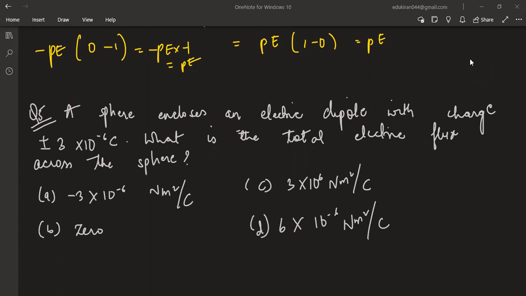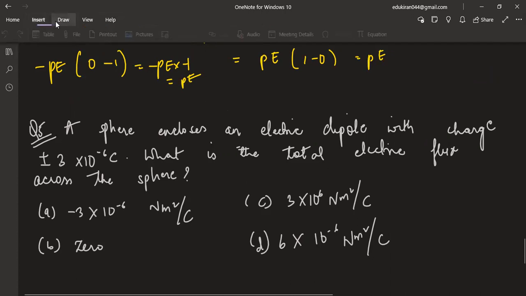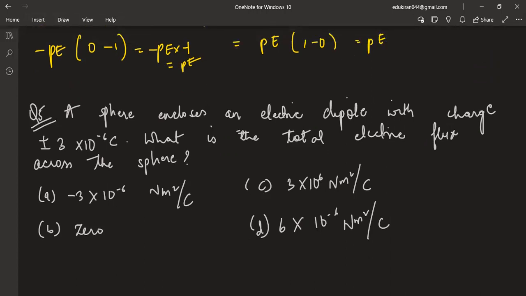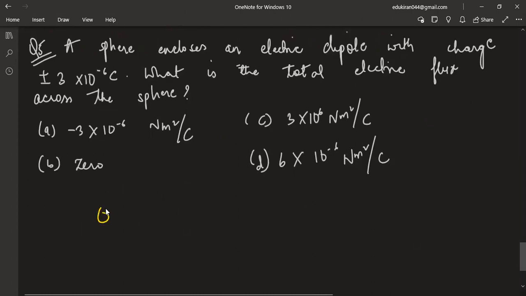All right. Now see, a sphere encloses an electric dipole with charge plus minus 3 into 10 to the power minus 6. You have to find the flux. As rightly answered by Heather, the answer will directly be 0. What did we discuss in the last class? Wherever you have to write down flux, that is charge enclosed divided by epsilon naught.